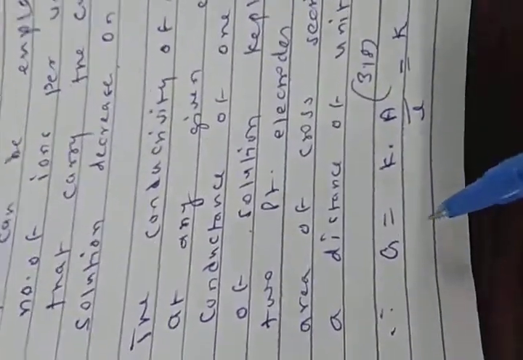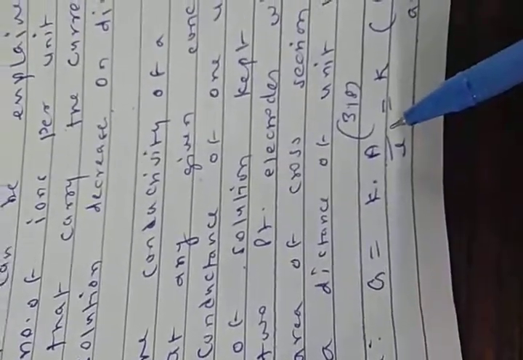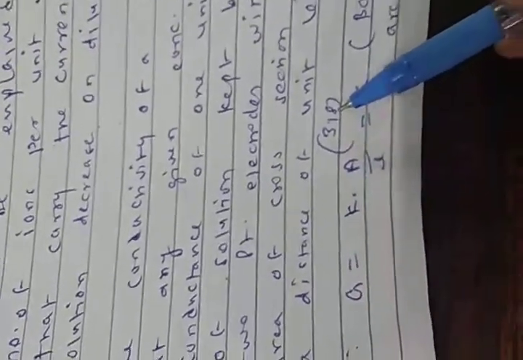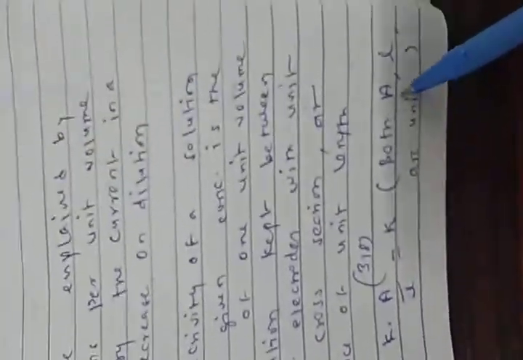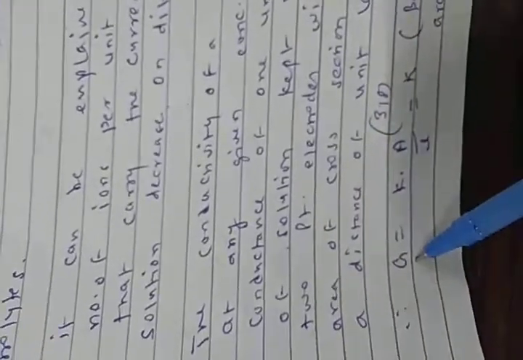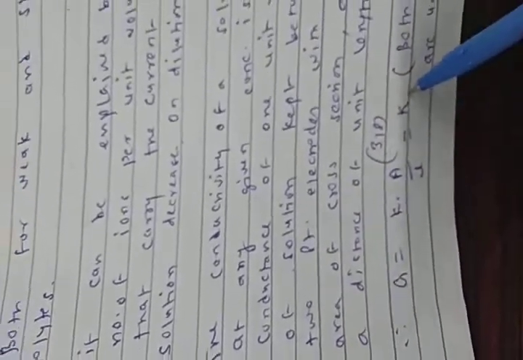Again, the conductivity of a solution at any given concentration is the conductance of one unit volume of solution kept between two platinum electrodes. Yesterday I showed you the diagram with unit area of cross section at a distance of unit length. So the equation G is equal to K A upon L, 3.18, we did yesterday. That is equal to K. Why? Both A and L are unity. So conductivity is equal to K.